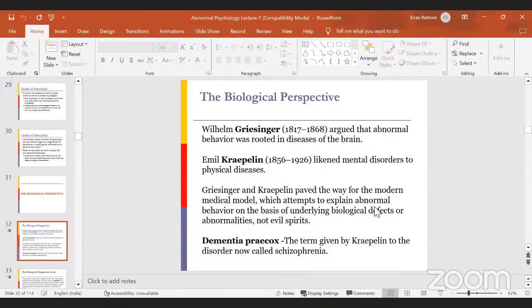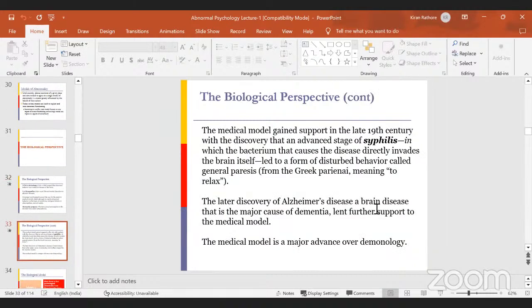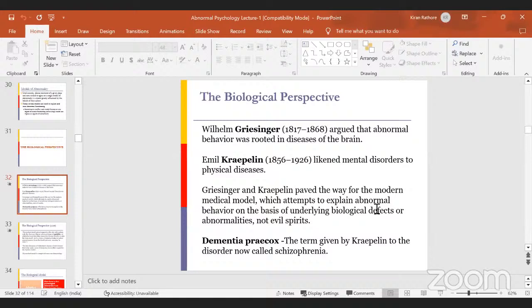So the medicines are prescribed with the assumption that there is some imbalance in the chemistry of the brain. Okay. So these medicines are given to correct that imbalance. The medical model gained support in the late... Previously they used to think that illnesses were caused by evil spirits, under the influence of some sort of evil spirit. But then, due to a lot of scientific inquiry and experiments, they could find that abnormal behavior has its basis.